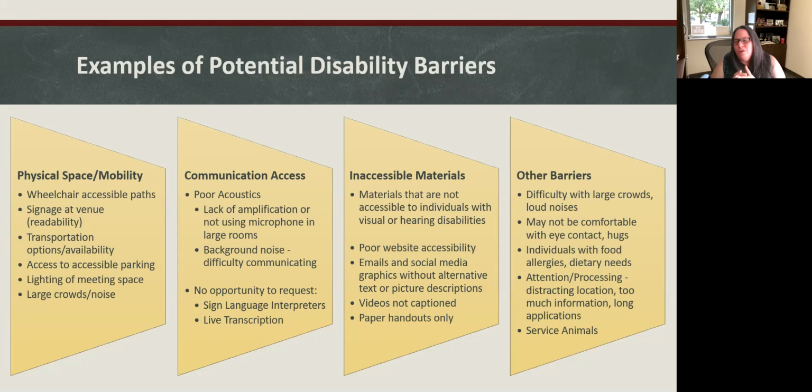And then I have this category of other. So, there's other things that you may have to consider. I come back to that large crowd and loud noises. Some people with social anxiety, autism may not be comfortable with eye contact, hugs. A lot of our organizations are very social. And in a non-pandemic time, they like to get together and hug, and they're very touchy-feely, and that might be very uncomfortable for somebody. So how do you address that?